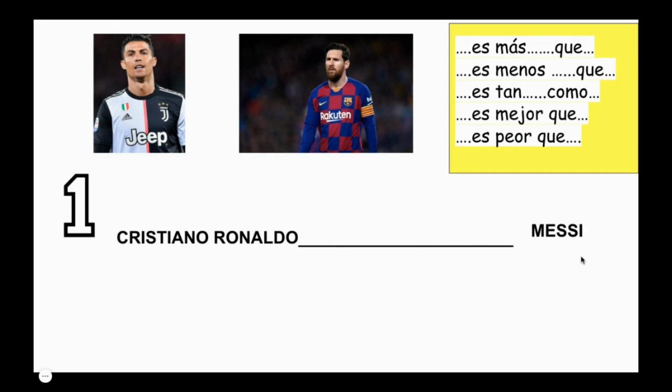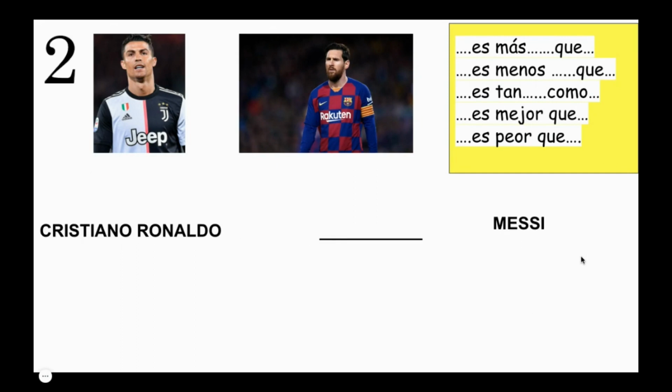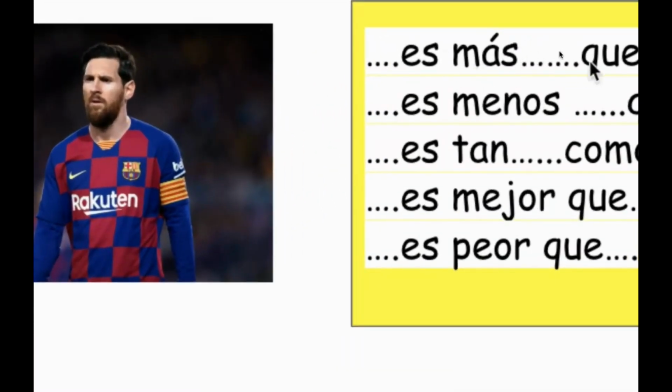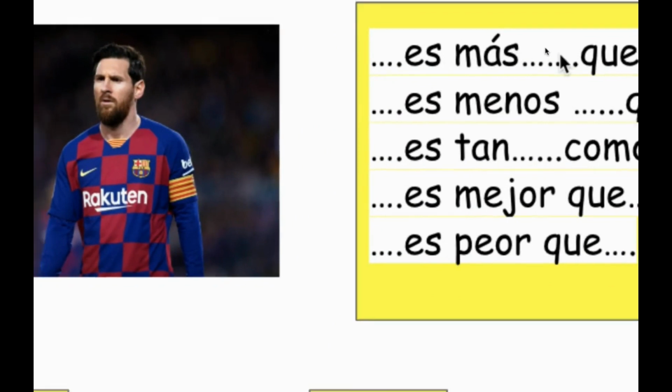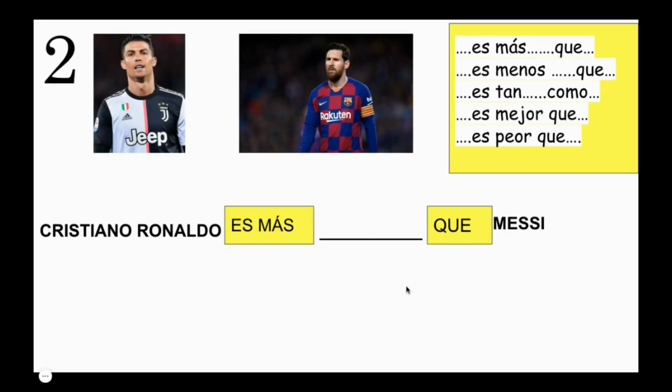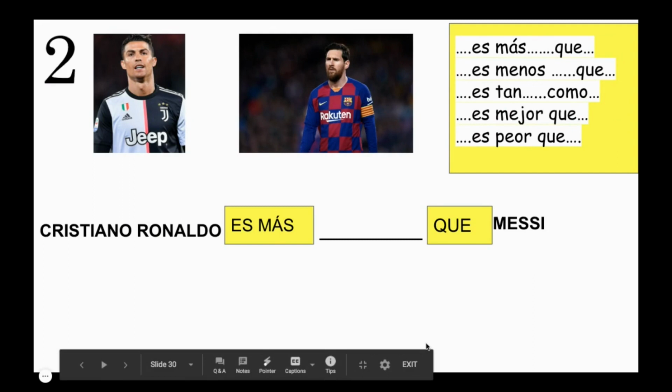The second step is choosing the correct structure that you want to use. In that case, is faster than. Literally, is more fast. Although in English it sounds wrong, in Spanish that's the way to do it. So, es más que. Es más que. And that is, remember, the first way to compare in Spanish. Es más que.